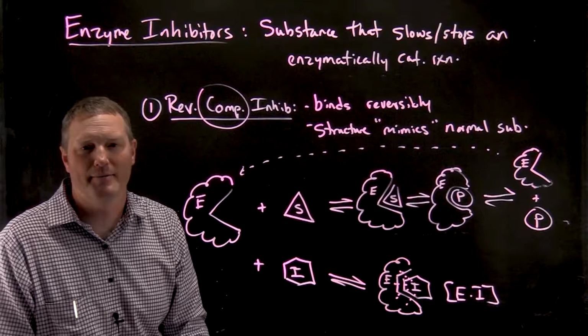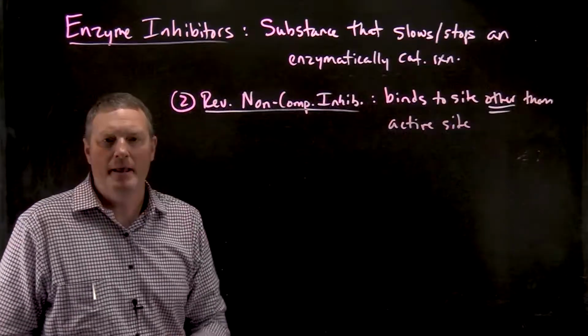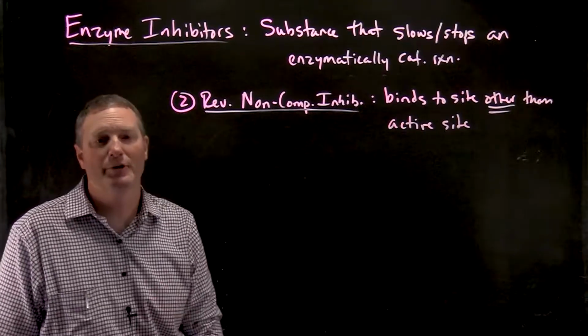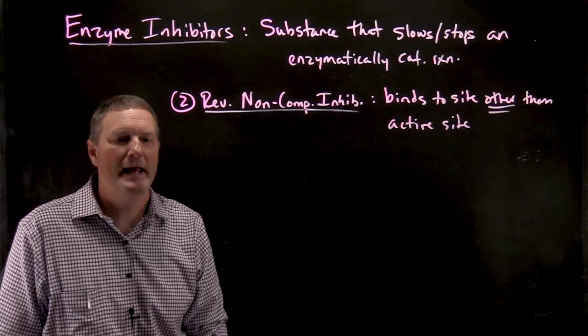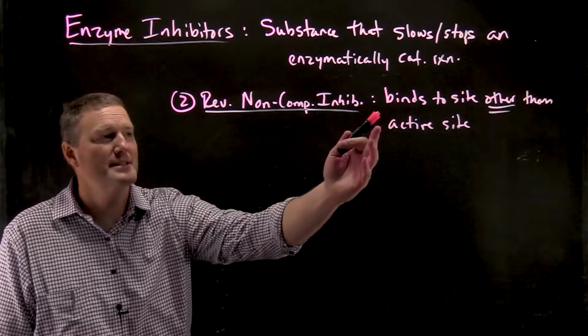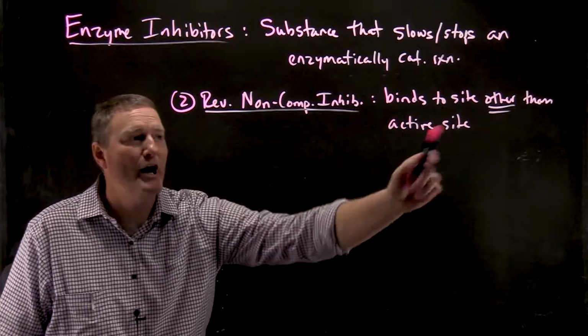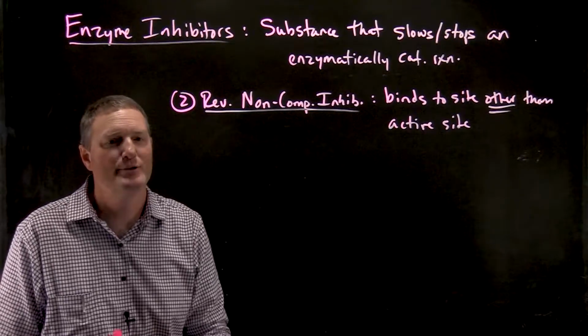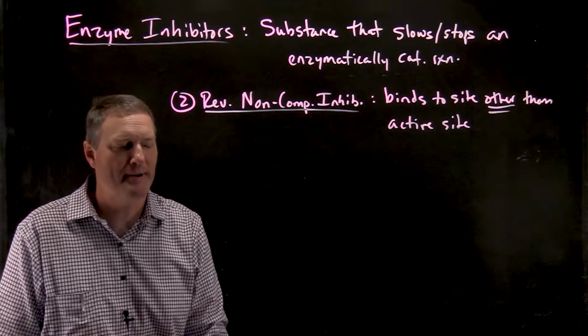Reversible non-competitive inhibitors. The second main type of enzyme inhibitor is classified as a reversible non-competitive inhibitor. And these are very different. These are substances that bind to sites other than the active site. And in almost all cases, they do not mimic the substrate in any way.